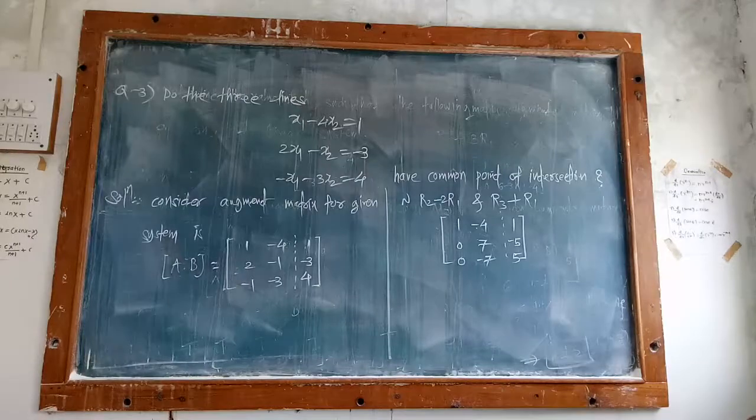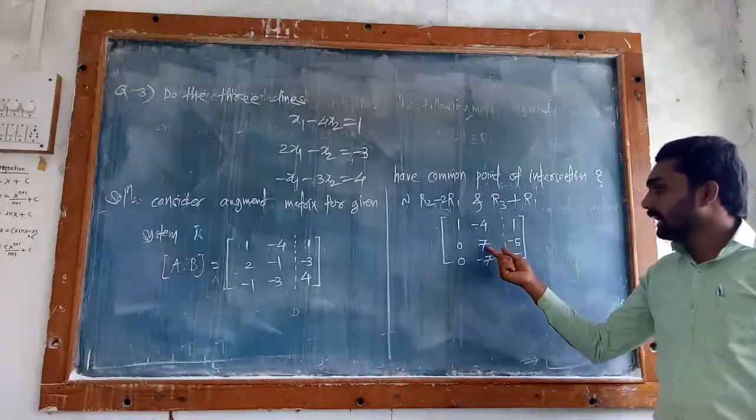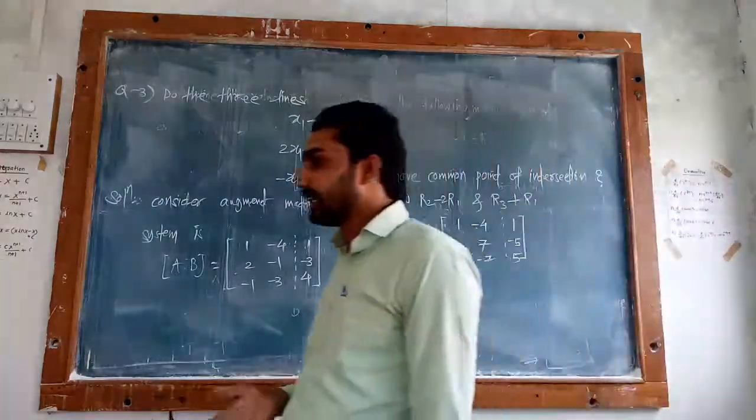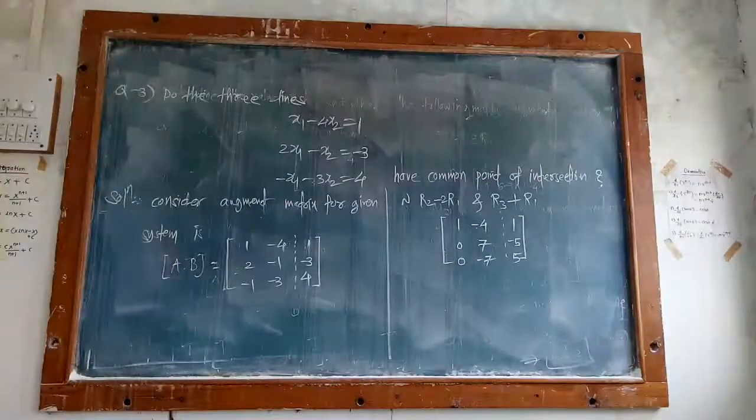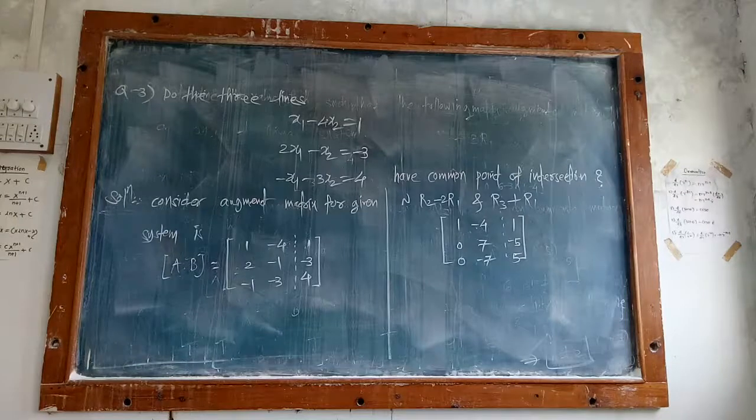What is the next procedure? We have to make the A2 2 element, that is 7, equal to 1. So how to make 7 into 1? Divide the second row by 7, right?